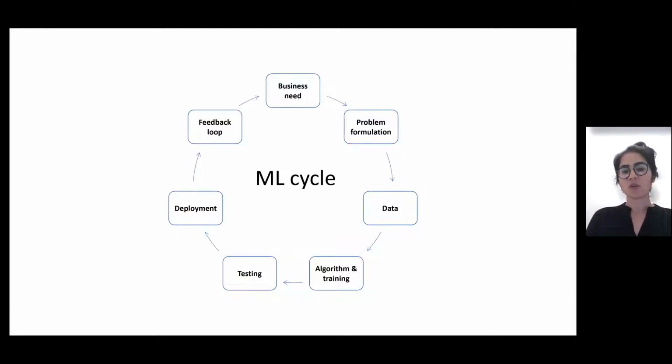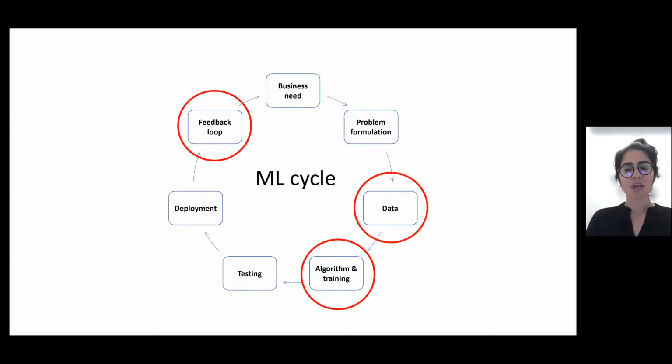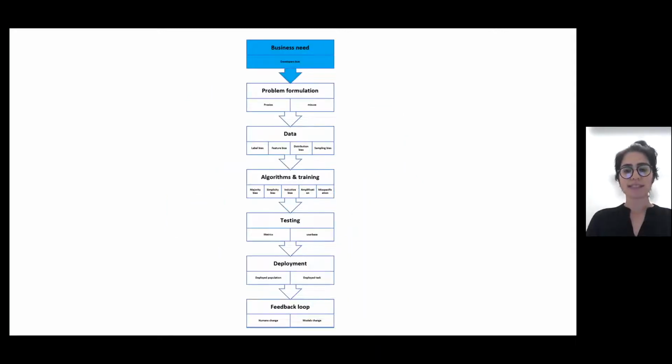In this talk, we are going to talk about how different sources of biases can creep into the machine learning cycle. I mostly focus on data collection, algorithms, and feedback loops, which is my expertise. But for the sake of completeness, I go through other steps as well. So let's start with business need.